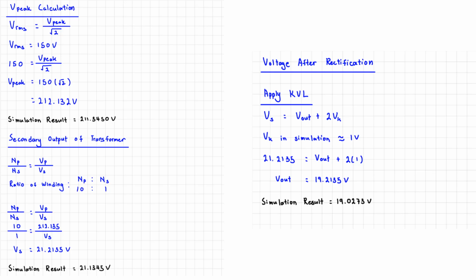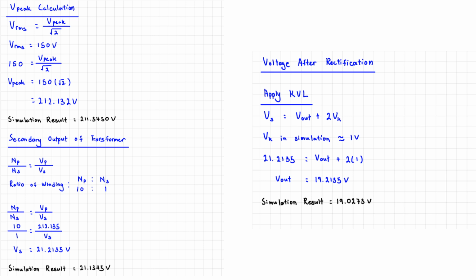This is the manual calculation for the circuit analysis, where we compare the simulation result with the theoretical calculation. To determine the V peak, we multiply the VRMS by root 2. We get a result approximately the same as the simulation result. Then we calculate the secondary output of the transformer using the ratio of turns and voltage. By dividing the initial V peak by 10, we got a voltage value of 21.2135 volt, but the simulation result is 21.1345 volt.